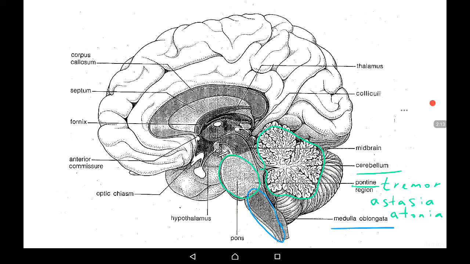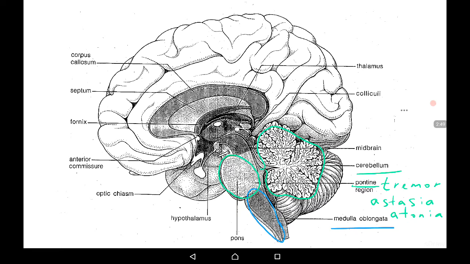The symptoms of cerebellum dysfunction are well known. They include tremor or shaking, astasia, and abasia, an inability to stand or walk in the absence of balance. Atonia, the decrease or absence of the muscle tone. Asthenia, the weakness of muscles.